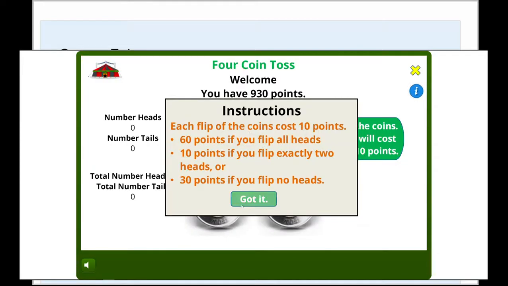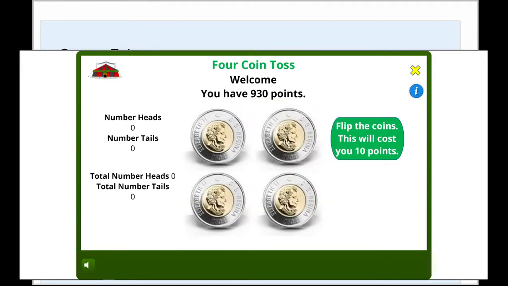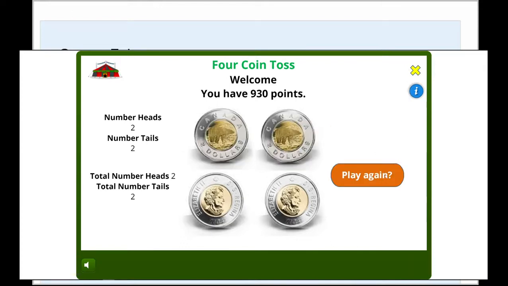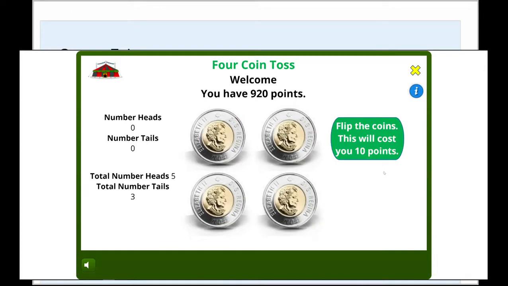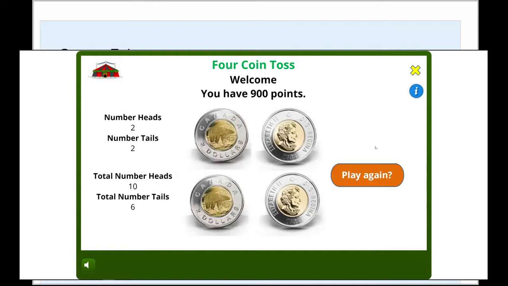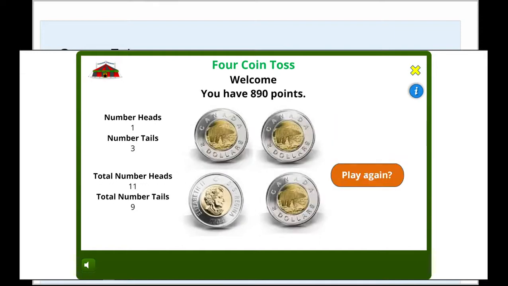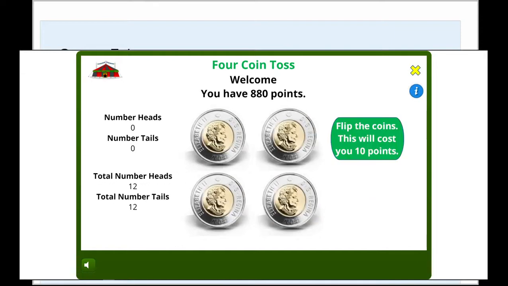If I look at the first one, the 4-coin toss, basically we're flipping 4 coins. Each flip costs 10 points. I win 10 points if I flip all heads, 10 points if I flip exactly 2 heads, or 30 points if I flip no heads. So the idea is I'm just flipping 4 coins and seeing what I get, and based on those outcomes, will I win points or lose points?